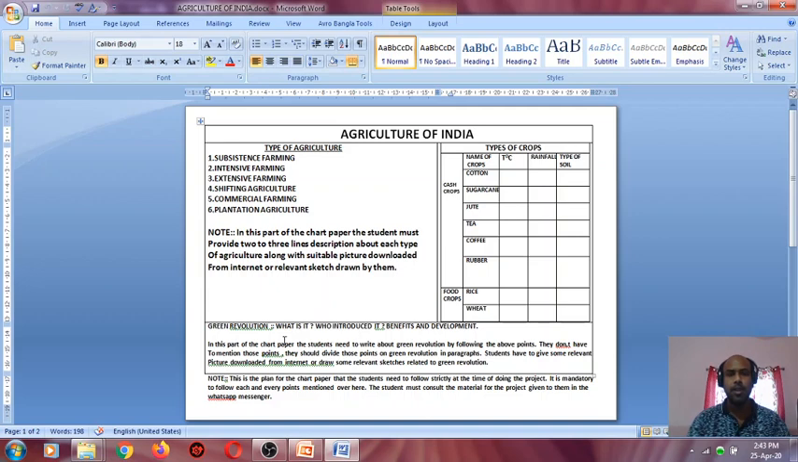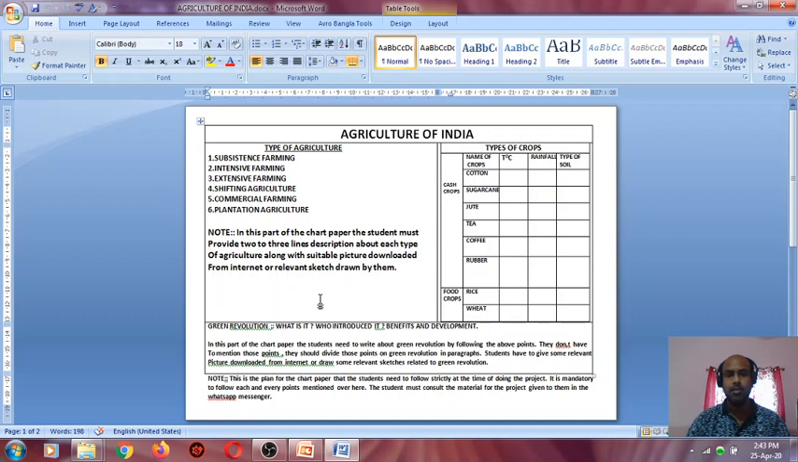At the bottom part you have to write about green revolution. What is it, who introduced it, benefit and development. In this part of the chart paper, the student needs to write about green revolution by following the above points. You don't have to mention those points. That means you don't have to mention what is it, who introduced it, benefits and development.